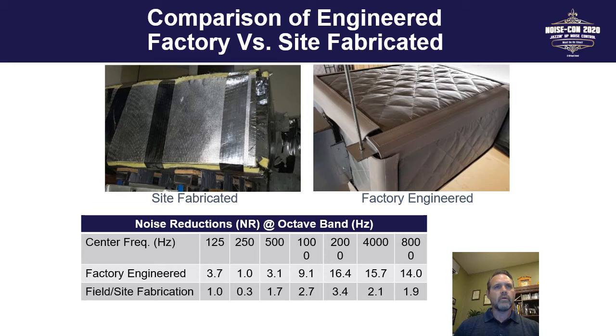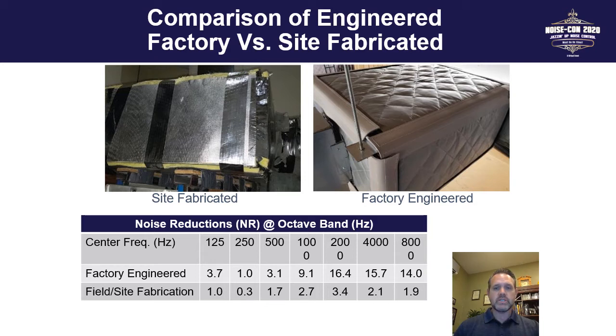So again, the goal in the first comparison was to look at an engineered factory versus site fabricated type of design. On the left-hand picture, we have the site fabricated, which is very common that you would see. And on the right-hand side is a custom fit fabricated removable Velcro type of design. The table below shows the actual attenuation, the noise reduction that was measured. And you can see certainly that the factory engineered solution significantly outperformed the field site fabrication.